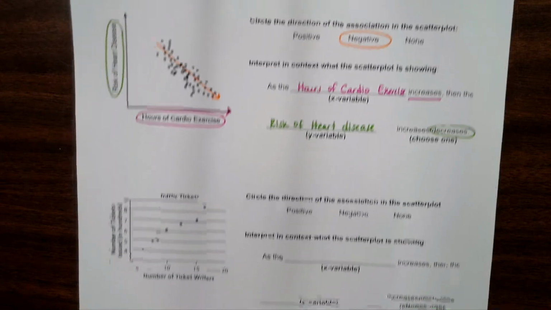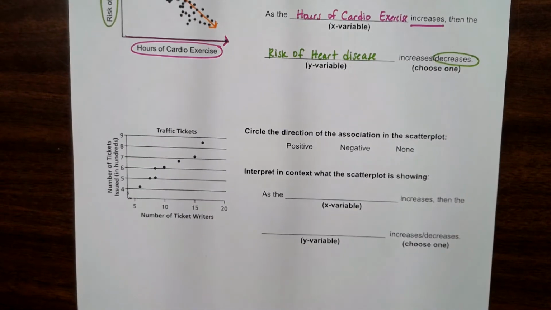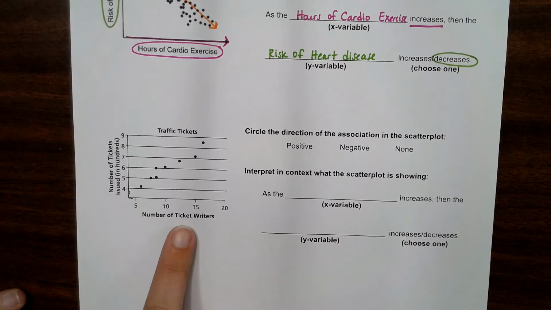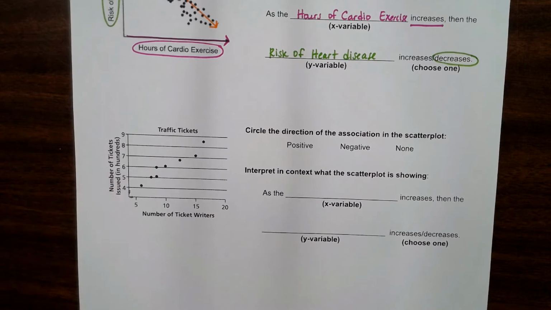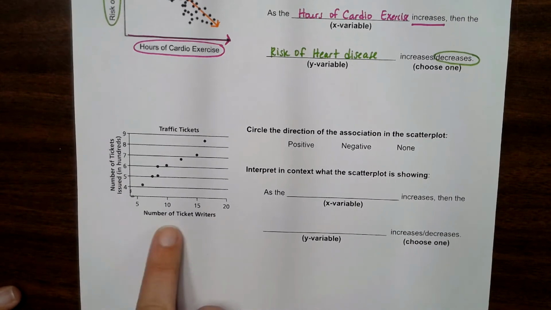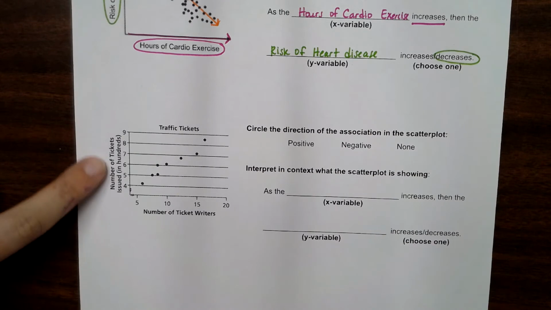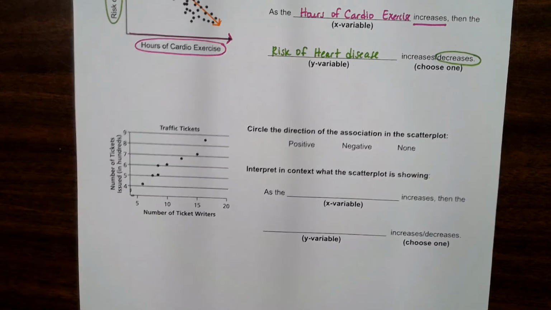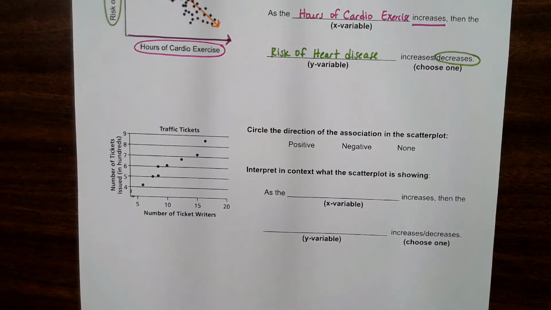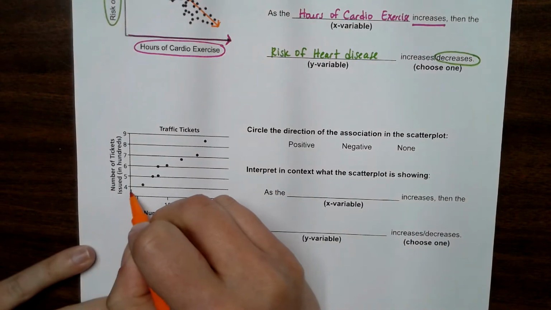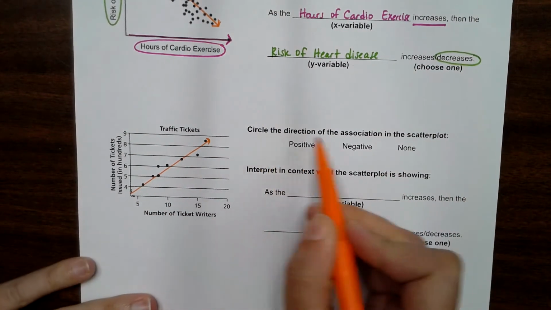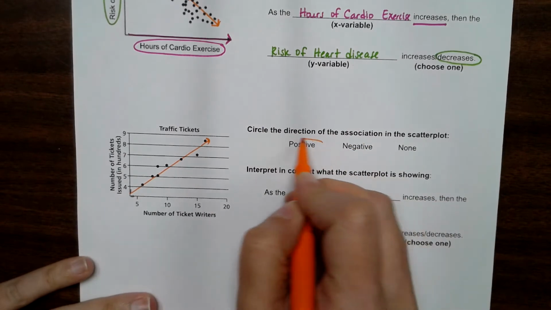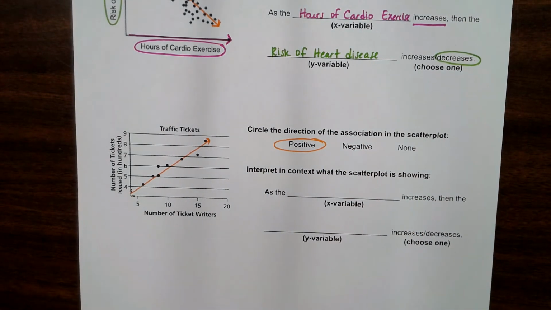In the next problem, we're going to be looking to see if there's a relationship between the number of ticket writers for traffic tickets and the number of tickets that are actually issued. So if I hire more people to write tickets, do I actually give out more tickets? If I look at the pattern in this graph, it seems like the pattern is generally following an uphill trend. So I would say that if I circle the direction of the association, I would go for positive. It's generally going uphill.